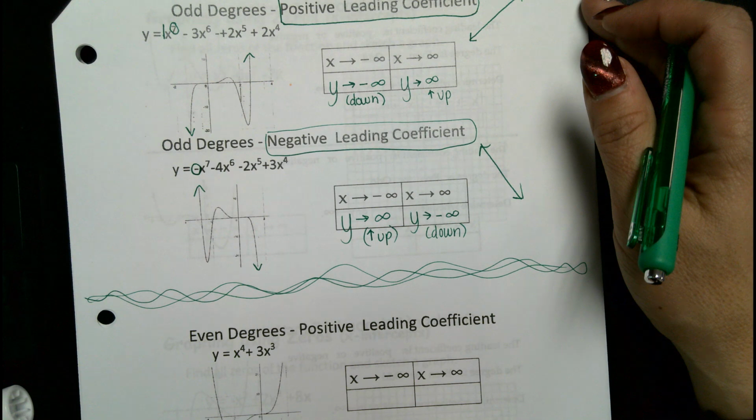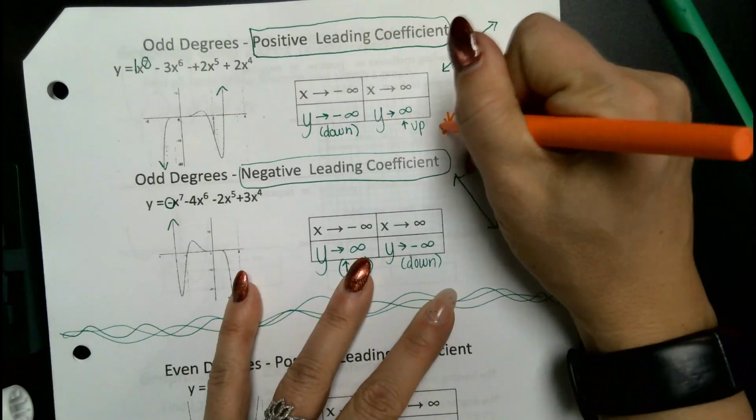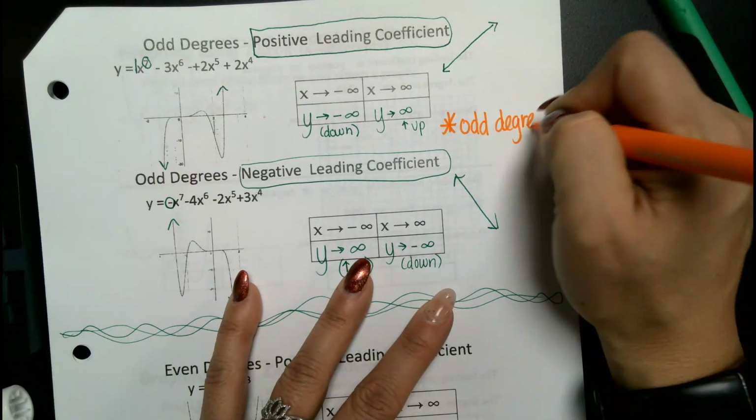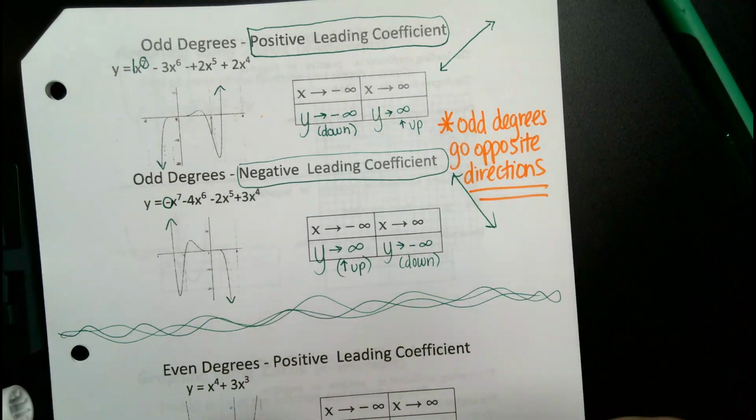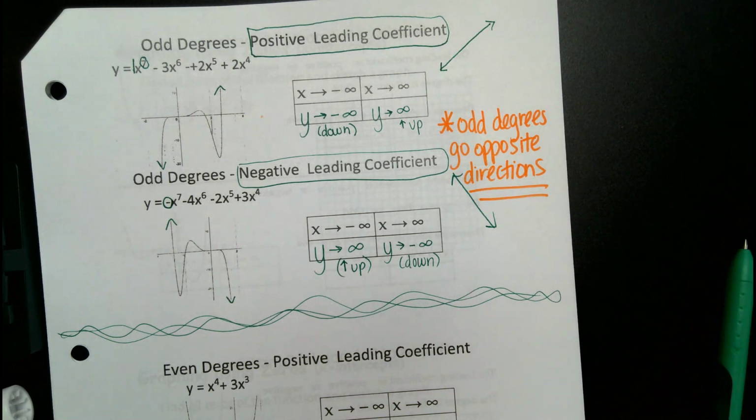So, one more note to make on there. We're going to write it over here: odd degrees go opposite directions. You should always have one up, one down. And then at the bottom, we're going to make notes about even degrees. They should be going the same direction.